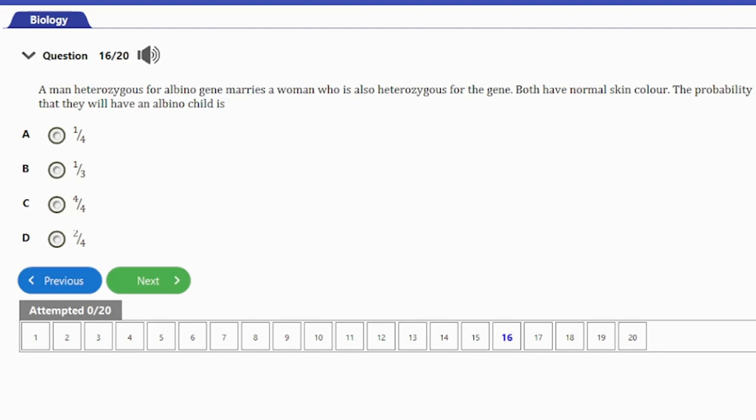So remember that the phenotypic ratio is going to be 3:1, where the dominant gene takes 3 and then the recessive gene takes 1. So now we are considering the recessive, and that's the albino or the albinism. So in this case, that will be 1 out of the 4. So that's it for that question, 1 over 4, and option A is the answer.